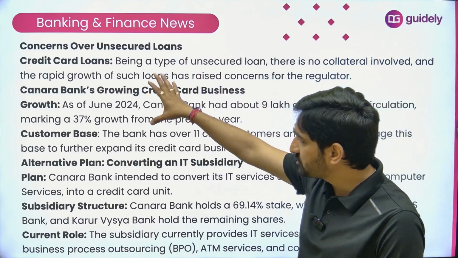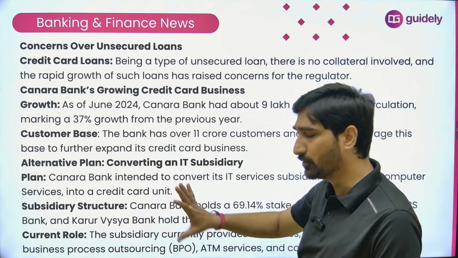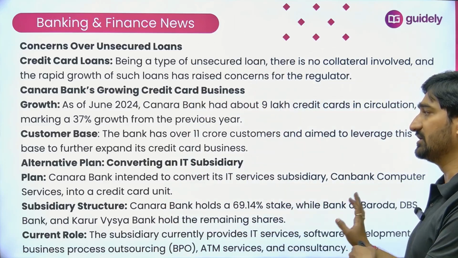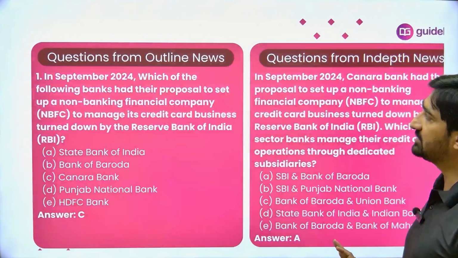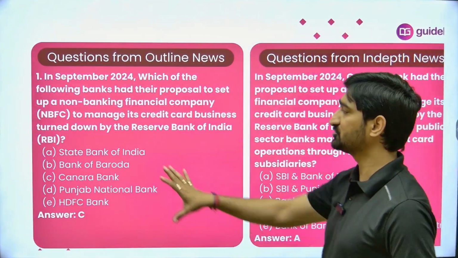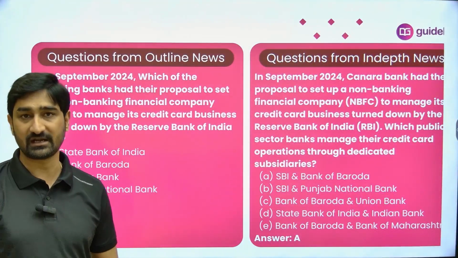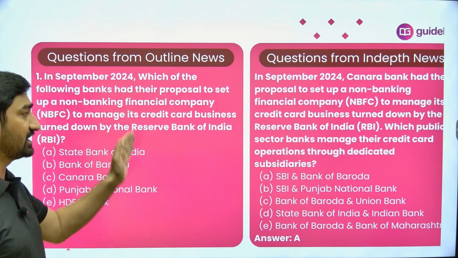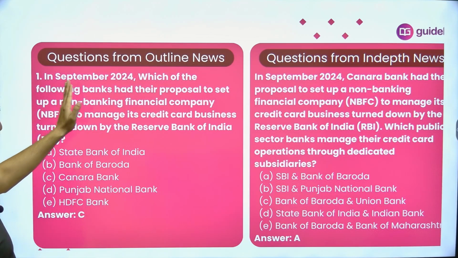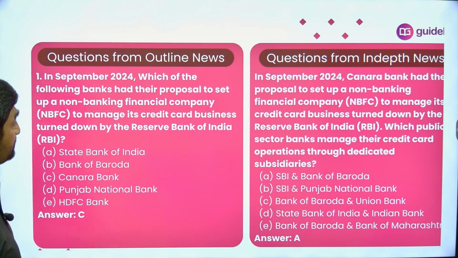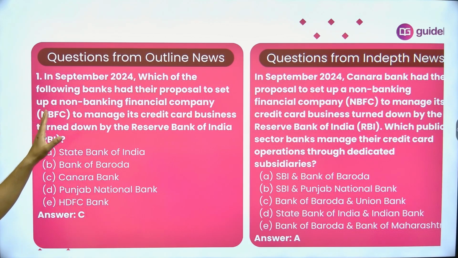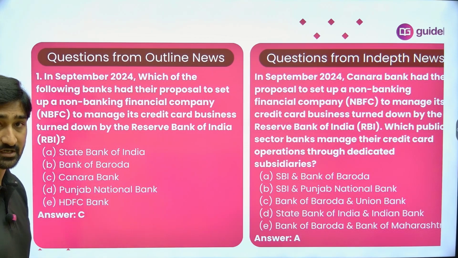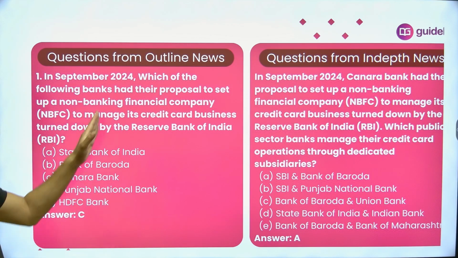So complete information regarding Canara Bank you will be able to read here. Full information, what is the current role, what is the subsidiary structure, the alternative plan, everything about Canara Bank. After reading this news, you will be able to see the questions based on it. So based on this news, how do the questions get created? An outline question, or we can say a direct question, or an easy level question, will be like this: In September 2024, which of the following banks proposed setting up a non-bank financial company to manage the credit card business in India, but that was rejected by the Reserve Bank of India? We know the answer is Canara Bank. So this is an easy level question.